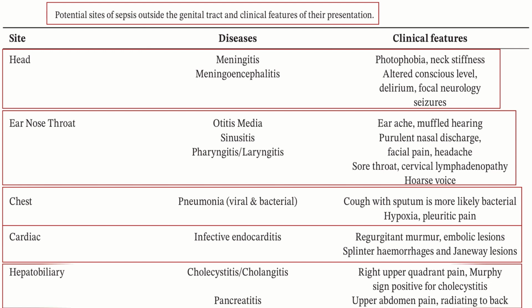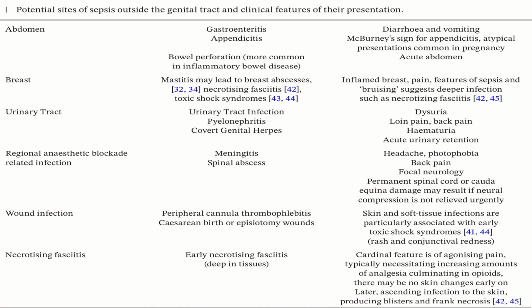When the hepatobiliary area is involved, the diseases include cholecystitis, cholangitis, and pancreatitis. The clinical features include right upper quadrant pain, Murphy's sign positive for cholecystitis, and upper abdominal pain radiating to the back.